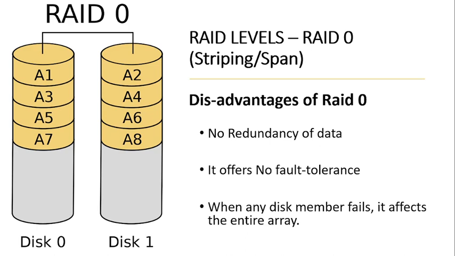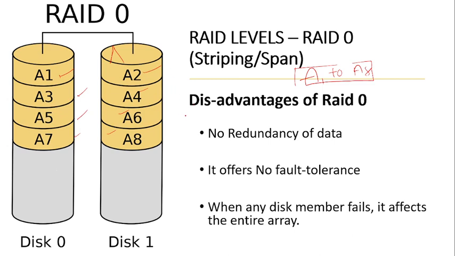Here striping means division. Whatever data is there, from A1 to A8, is divided into 8 parts and stored, A1, A2, A3, A4, A5, A6, A7, A8. That means the data is divided and stored across two different disks.